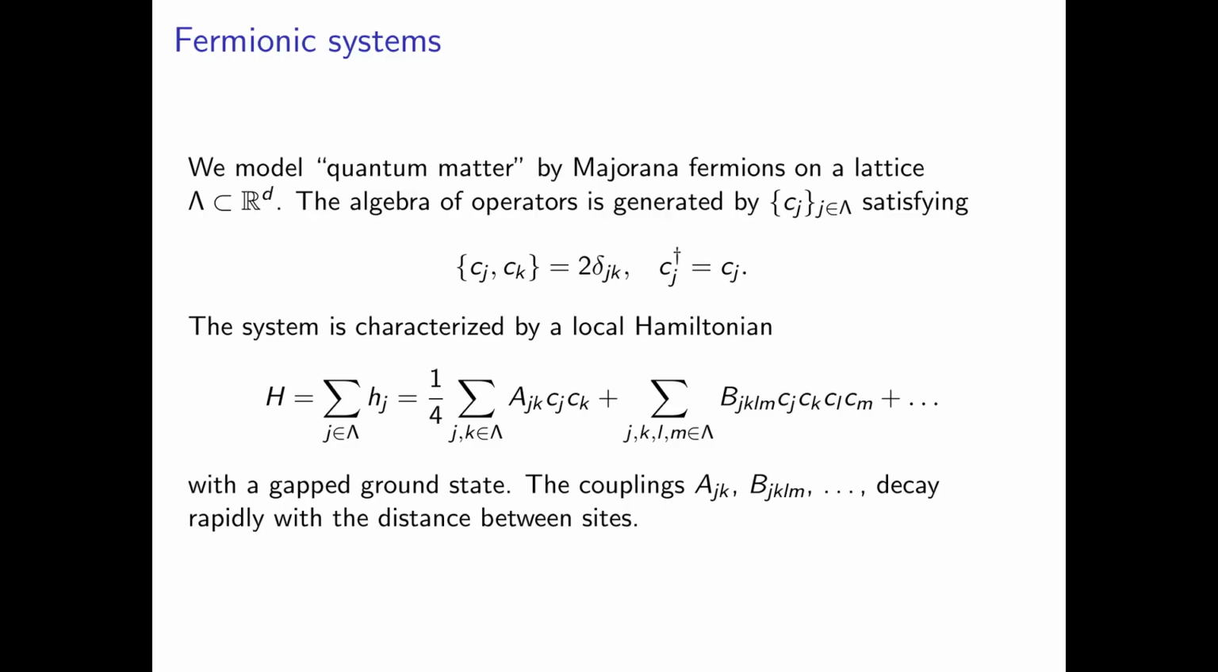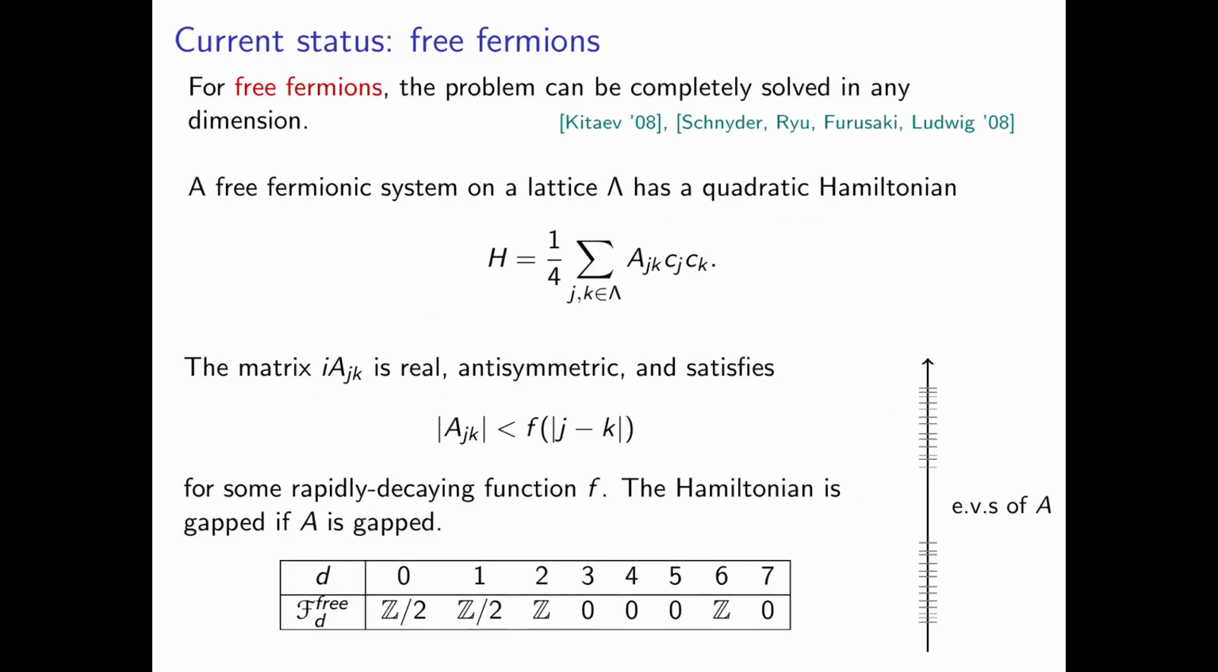They kind of describe the interaction between the Majorana modes. So what is known about this problem? One of the milestones in the field was the classification of free systems, which corresponds to Hamiltonians that are quadratic in Majorana modes. Such systems are fully characterized by these numbers A_jk, which you can think of as forming some matrix or some operator in the one-particle Hilbert space, satisfying certain properties. It is real, it is antisymmetric, and also its matrix coefficients decay sufficiently rapidly with the distance between the sites. And this problem was solved for gapped systems.